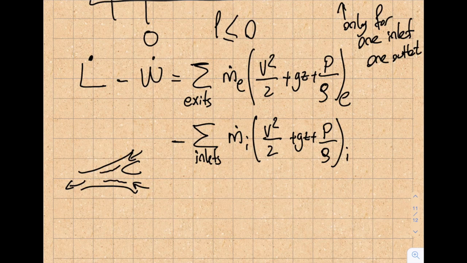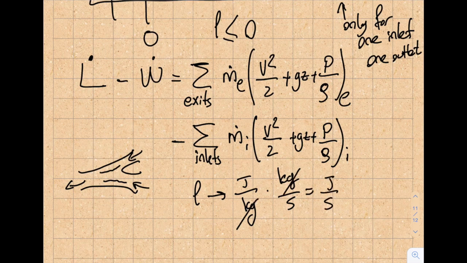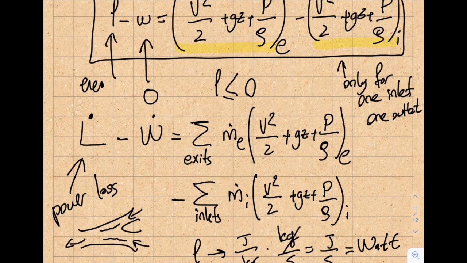The second point I want to make is the unit, or the dimension, of this. If you remember, L, if I'm using SI units, was joule per kilogram. Now I'm multiplying both sides of the equation by m dot, and m dot was kilogram per second. Again, I'm talking about SI only. So the kilograms cancel, and I get joule per second. What is joule per second? It's watt. So what I obtain here is the power loss, and this is the energy loss per unit mass.